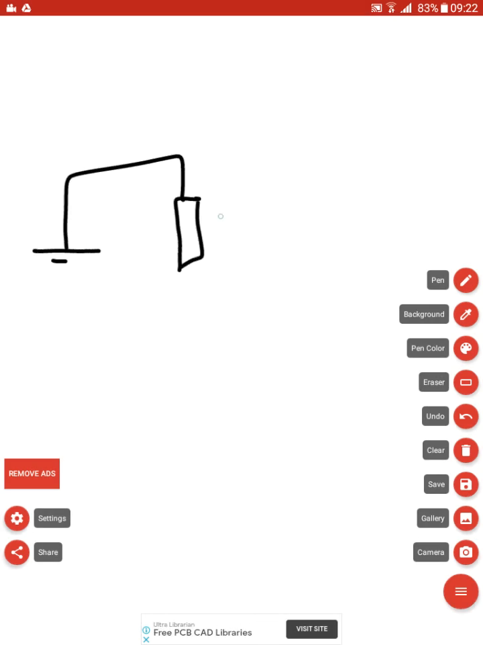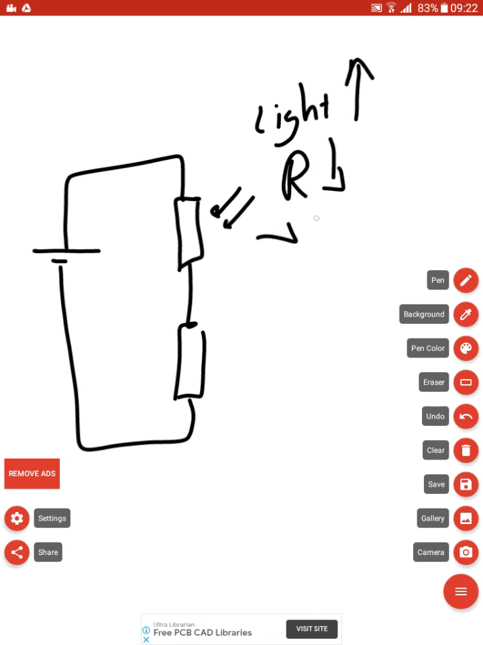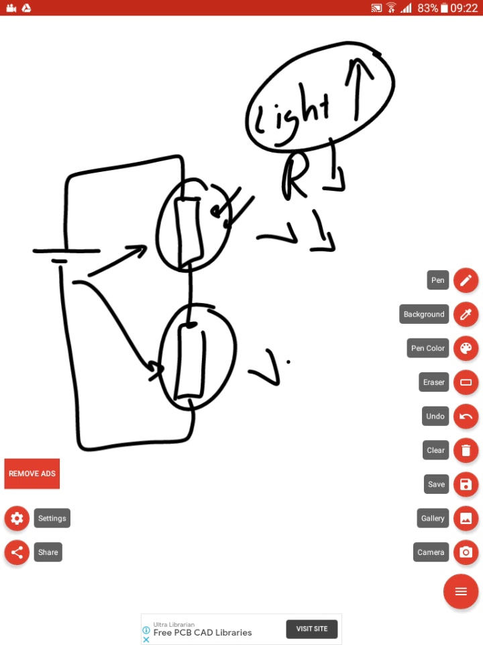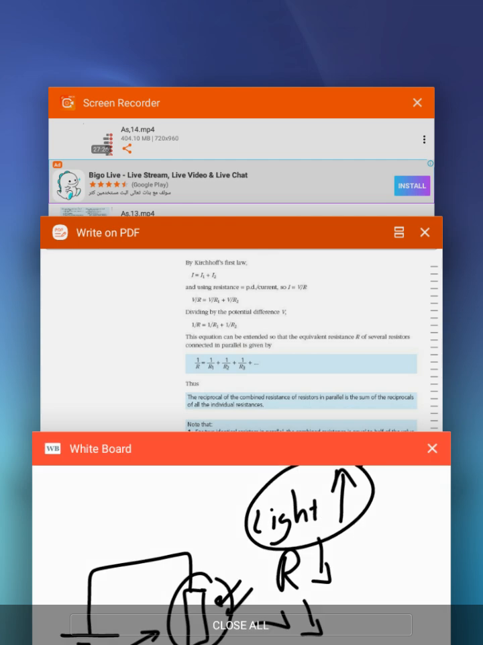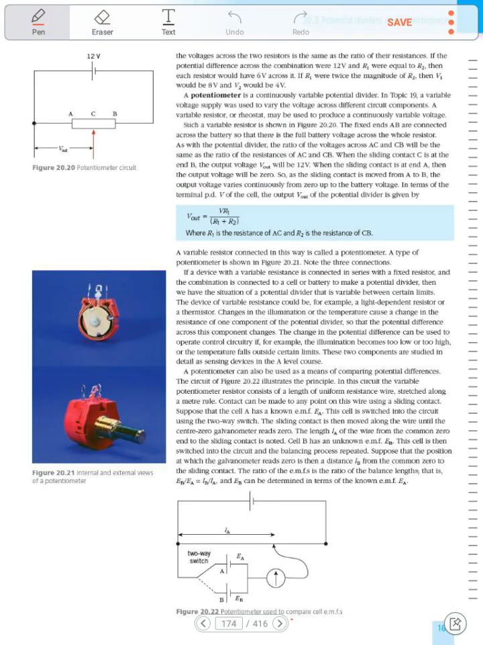We can also use a light-dependent resistor connected in series with a resistor. If the light intensity increases, the resistance decreases, so the voltage across the LDR will decrease, and the voltage will split, and the other resistor will take more voltage as the light intensity falling on it increases. So this is the story of the potential divider or the potentiometer. We can split the voltage equally or depending on the value of the resistance.